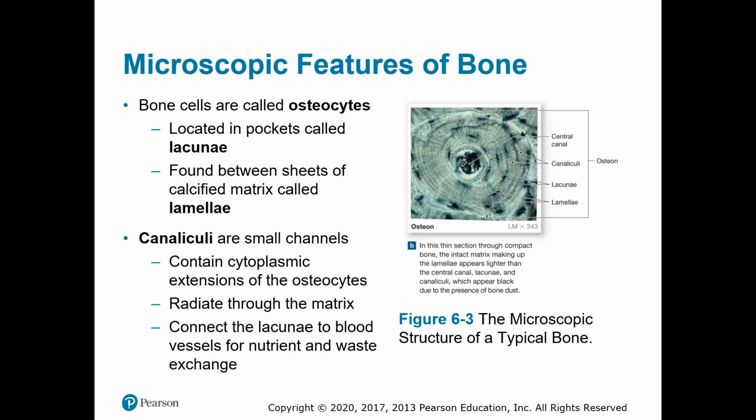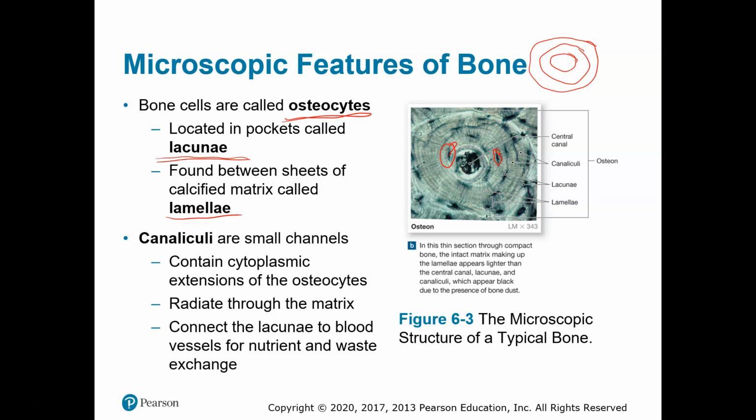Okay, bone cells are called osteocytes. Now, each one of these, this is an osteocyte. So that one and that one, these are osteocytes. They are located in pockets called lacunae. So the space where the osteocyte is located is called the lacuna. And then they form concentric layers like this, layer 1, layer 2. They form layers of bone tissue called lamellae. Each layer is called a lamella. It's layers or sheets of bone tissue.